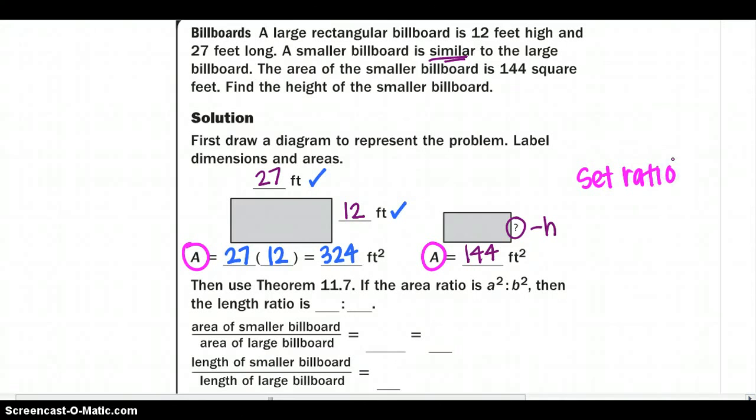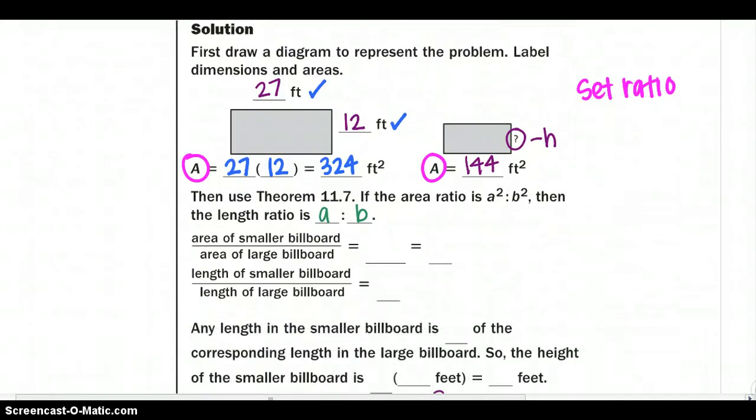Now using 11.7, the area ratio is a squared to b squared. So the lengths ratio would be a to b. So we need to kind of work backwards. The area ratio would be 144 over 324, which reduces down to 4/9. So before we were going from the length to the area, now we're going in reverse, so we need to square root both sides, or top and bottom, to get our 2/3 ratio to find our lengths.